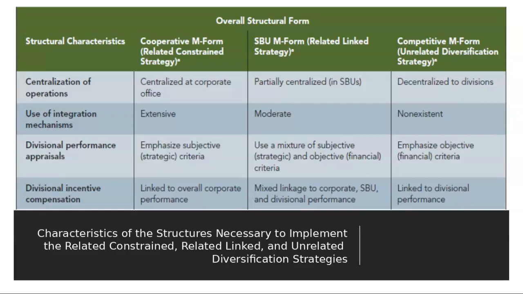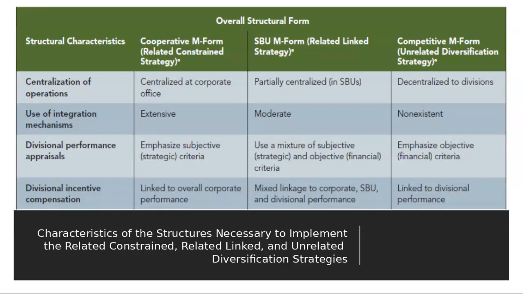Over here we have the structural characteristics: centralization of operations, use of integration mechanisms, divisional performance appraisal, divisional incentive compensation, and then the different forms, because all of this is related to the types of the M form. So we have a cooperative where it is centralized at the corporate office. They extensively integrate. They emphasize subjective criteria in terms of divisional performance appraisal, not individual now, and it is linked to overall corporate performance in the cooperative. So they look at all the companies and how they perform, and not necessarily at them individually.